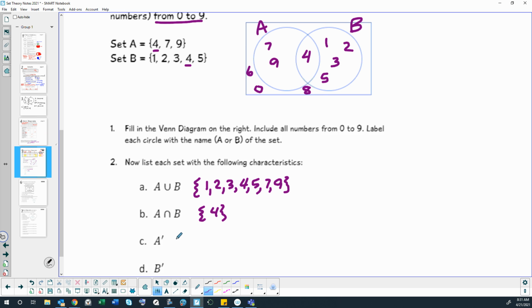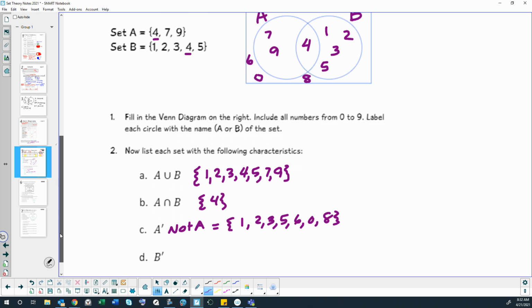Complement of A. The complement of A is everything that is not in A. So you could write that down if you want to help you remember what that means. So not in A. In A we have a 7 and a 9 and a 4. So not in A, we have a 1, a 2, a 3, a 5, a 6, a 0, and an 8. Those are the numbers that are not in set A. No 7, no 4, no 9, right?